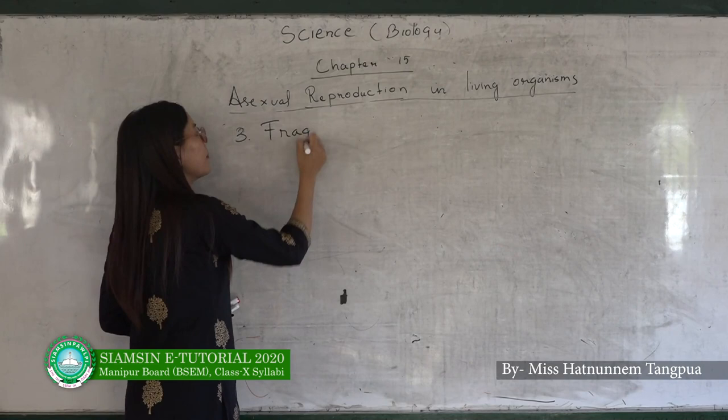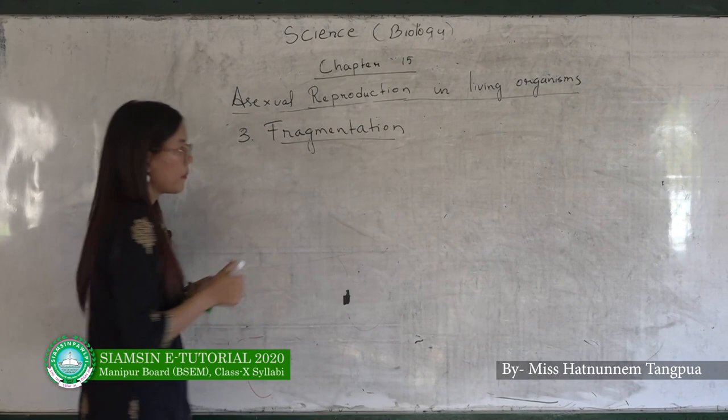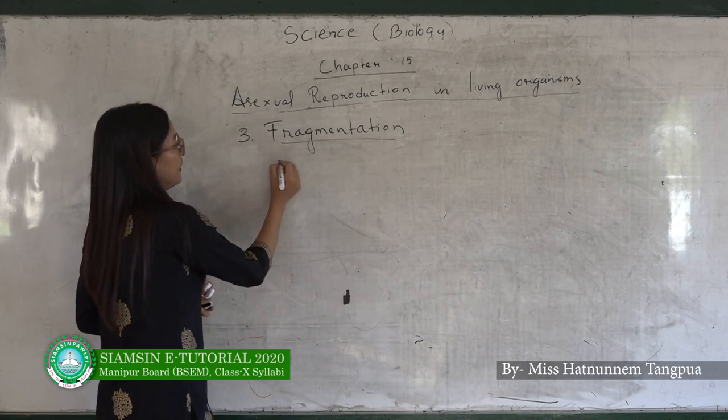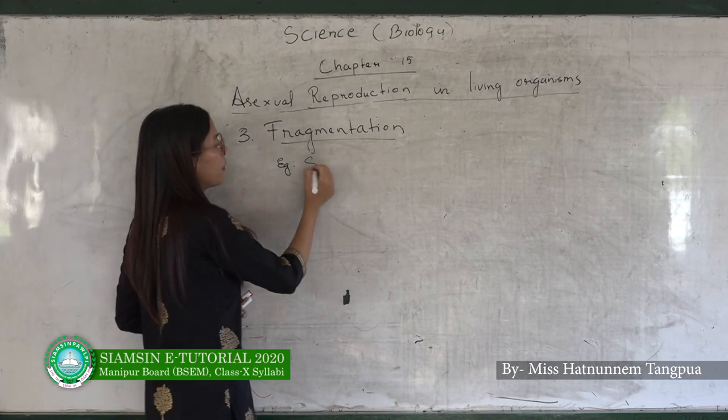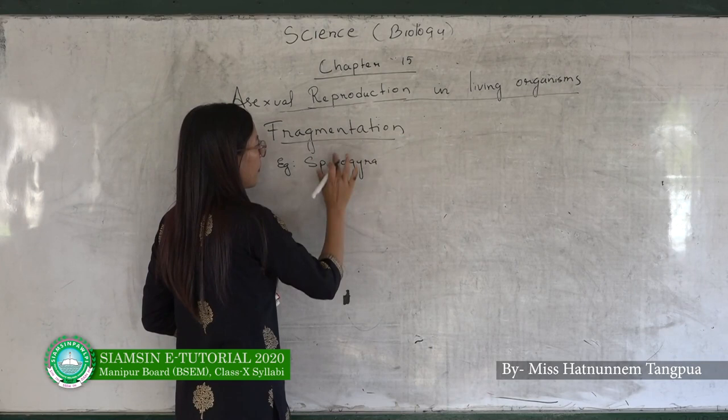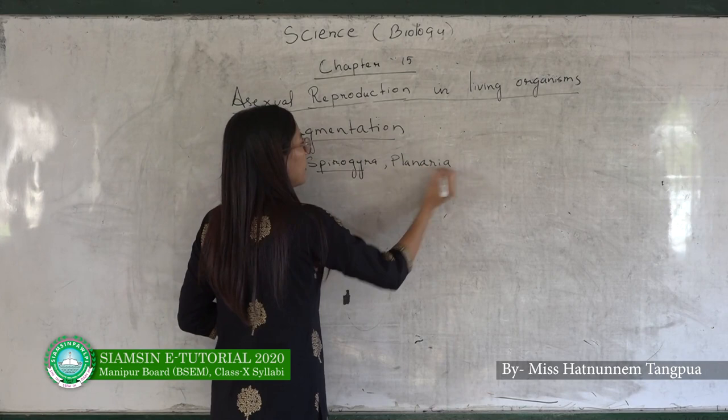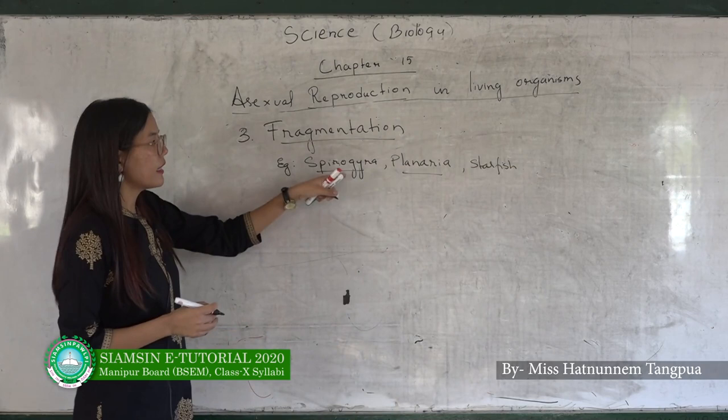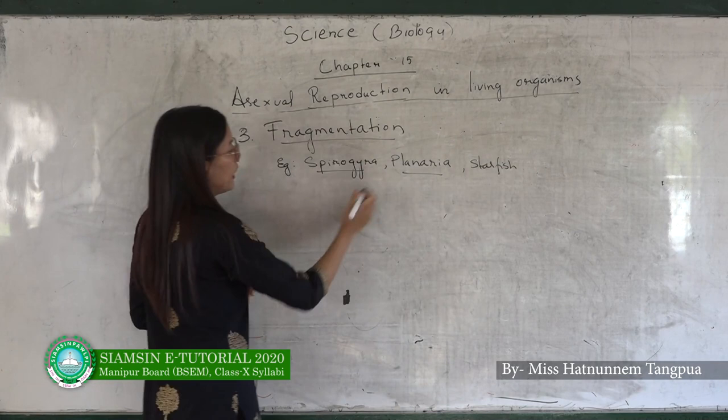Fragmentation. Fragmentation is where an organism breaks into fragments. Examples of organisms showing fragmentation: spirogyra, planaria, starfish. These are some of the examples showing fragmentation. Let me explain with planaria.